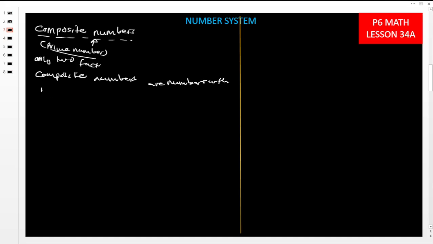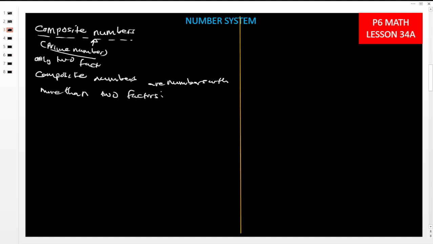with more than two factors. So these are composite numbers. So composite numbers are numbers that have more than two factors, the opposite of prime numbers. So we should note that composite numbers are numbers with more than two factors. To get the next composite number, you use the fact that composite numbers have more than two factors. That's the fact we should use.